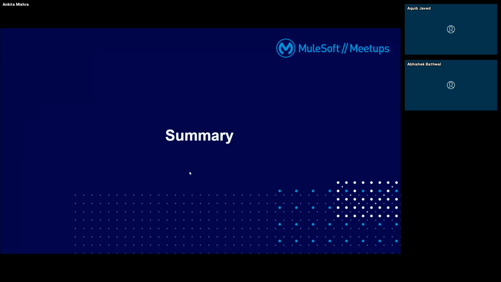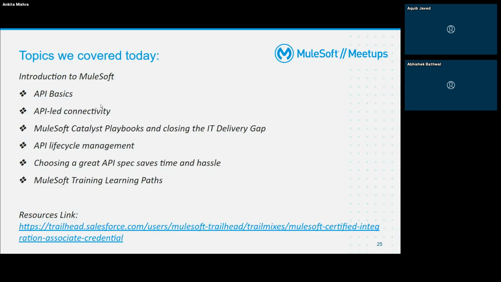So with this, I am done with the first part of the MIA series, which is Introduction to MuleSoft. We have covered API basics. We talked about API and the API-led connectivity approach. Then we learned about the IT delivery gap and the Catalyst playbook. Then we talked about API lifecycle management.